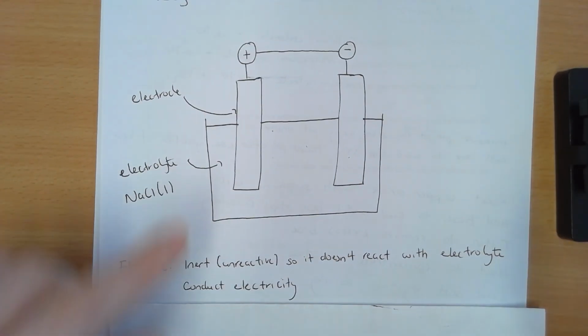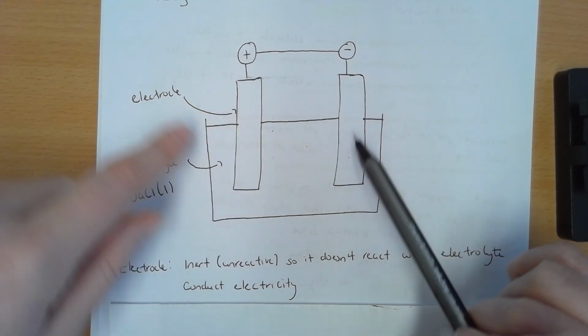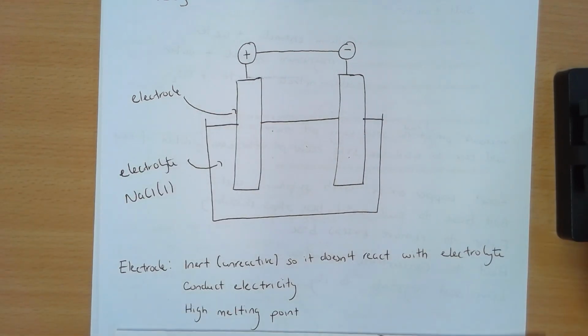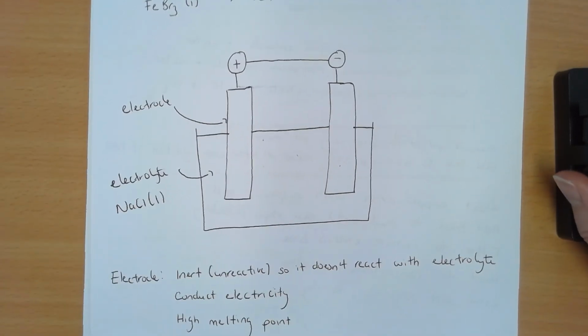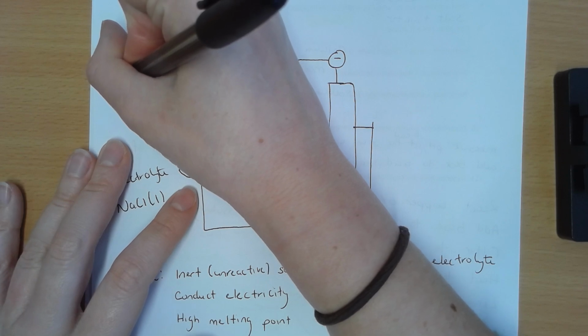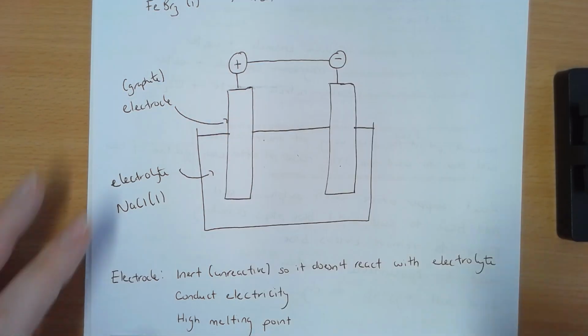And the other thing you can say is that they'll need to have a high melting point, because often we carry out electrolysis at high temperatures and you don't want the electrode just to melt. So we want them to have a high melting point. Now there are two things that are typically used. One is graphite. So graphite fits all three criteria.